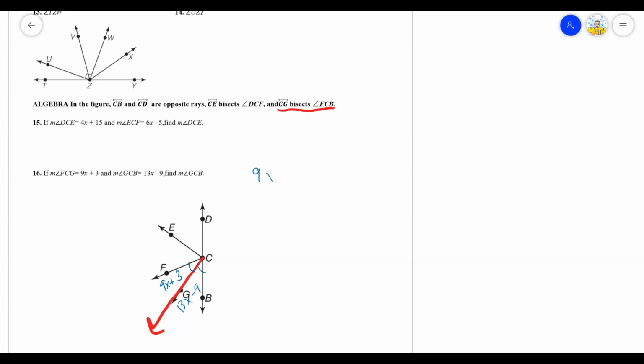So hopefully out of the Edpuzzle you said we should start with 9x plus 3 equals 13x minus 9. Let's start with that. Okay, and now the very first thing we're going to have to do in order to find GCB, that's going to be no problem. I have GCB right here, but I can't get GCB if I don't know what x is. So solve this equation for x. Let's start with that.